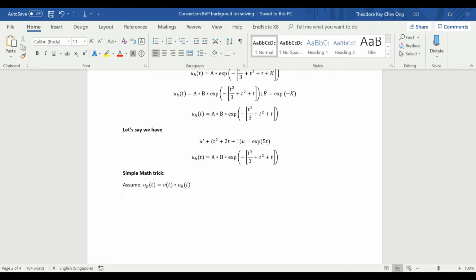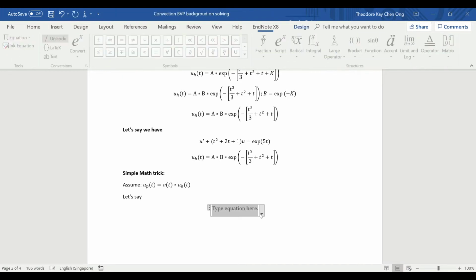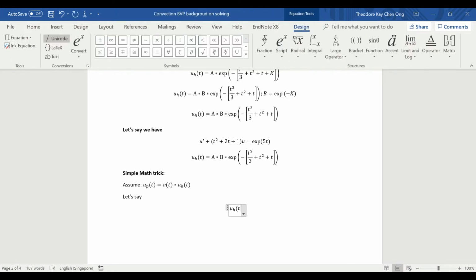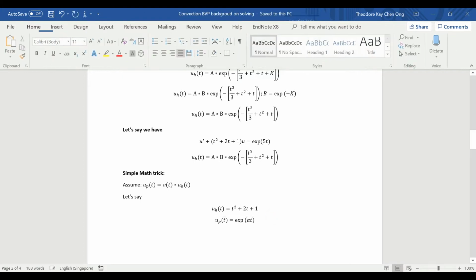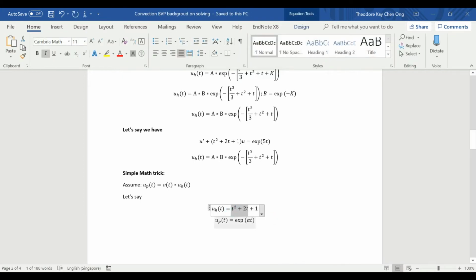So let's say the homogeneous part is equal to t squared plus 2t plus 1. And then let's say the particular part, for example, is exponential of alpha t, where alpha is just some constant. So this looks nothing at all like this, but does it still work? Well, all we have to do is just substitute in.